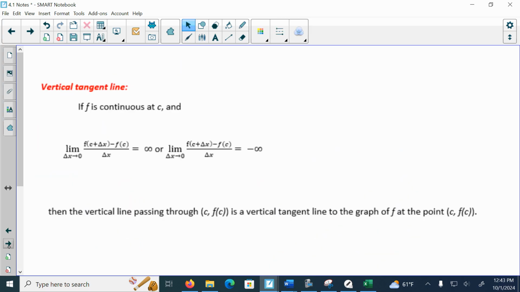Okay, the last one says if f is continuous at c and you take the limit, and when you do the whole thing for the derivative, you get infinity or negative infinity, that means the graph has a vertical tangent line at the point. So if you do the whole limit process and you get negative infinity, that relates to a vertical tangent line.